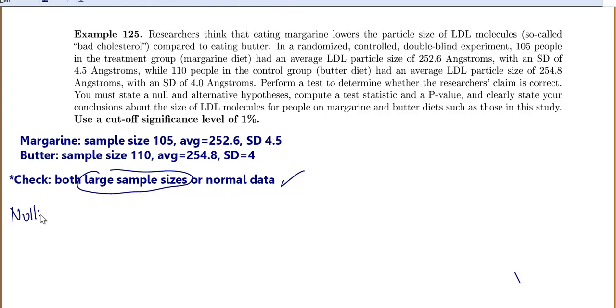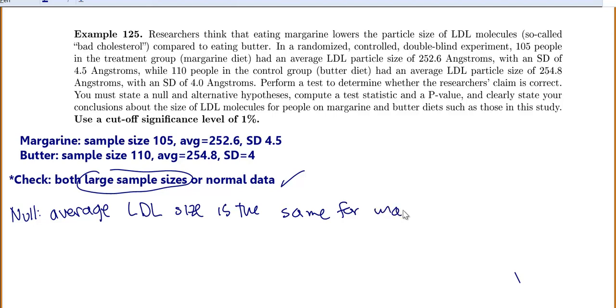Then my null hypothesis, the null will always be that your two groups are equal or are the same. And so in this case, the average LDL size is the same for margarine and butter diets.